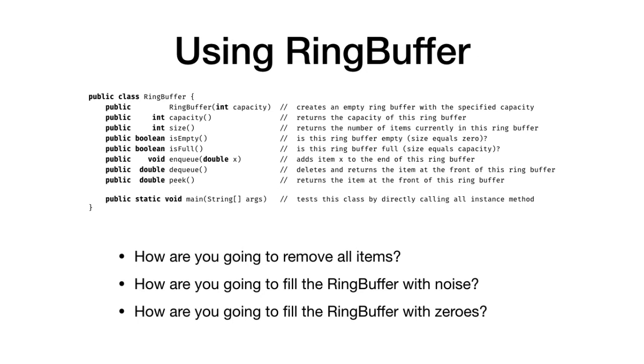How are you going to fill the ring buffer with noise? Noise is random values between minus 0.5 and plus 0.5. Remember StdRandom and the uniform method, you might have to use that. Are you going to fill the ring buffer with zeros? How are you going to do that? Start thinking about how you're going to have a for loop that enqueues n numbers, and how you're going to use the isEmpty or isFull functions to make sure that you're adding objects until it's full or removing them until it's empty, and how you're going to combine that with while loops and for loops and so on.